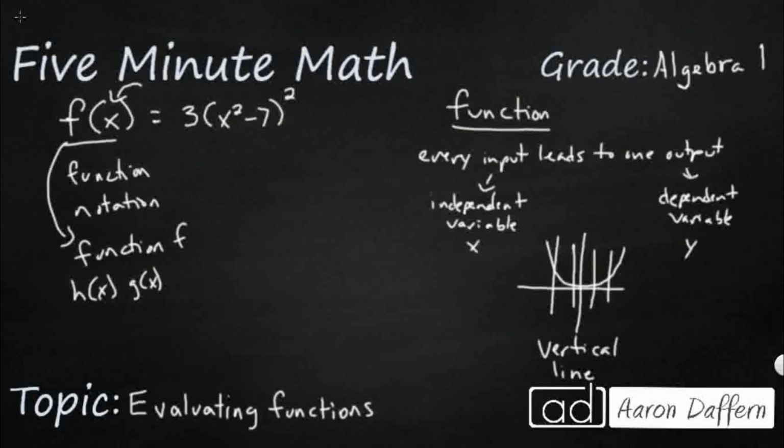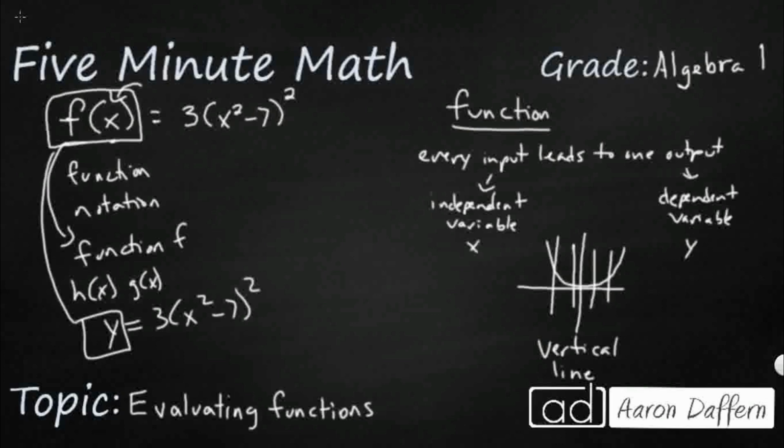But this function notation right here is different than, we could replace it with y equals 3 x squared minus 7 squared. See the difference here, even though they both for the most part kind of serve the same purpose, this function notation lets us know this is a function, which means it is going to have every input leading to just one output. It is going to pass the vertical line test. It's going to have a domain. It's going to have a range that we can define, all of that. Whereas when we're looking at just this y notation, maybe it is a function, maybe it's not.